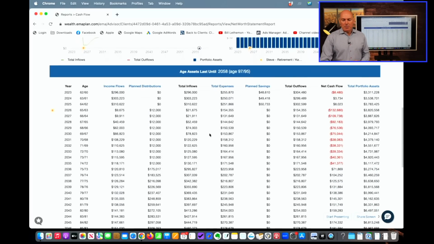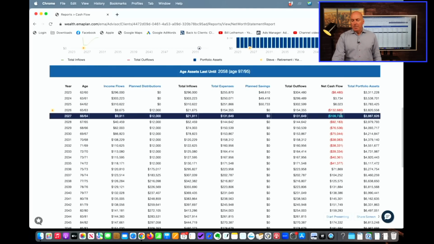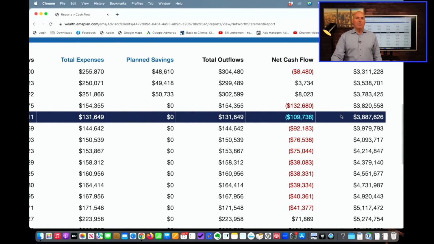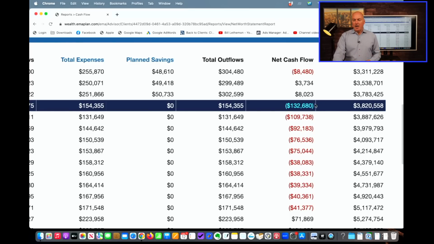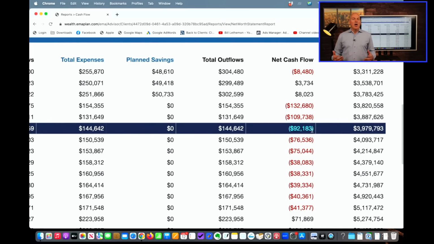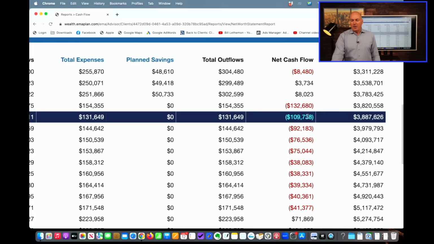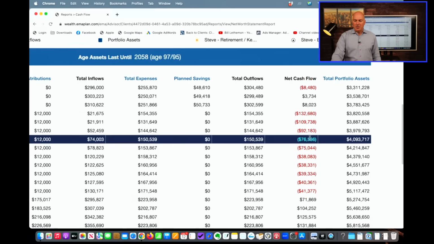So on the cash flow report, this is very important for another topic, retirement withdrawal planning. We can see all of these numbers in red in the second column from the right. That is the anticipated needed money that we need to pull from the portfolio in this hypothetical situation. So we can see Steve and Kelly have some fairly large anticipated withdrawal requirements, especially in the early part of their retirement: 132,000, 109,000, 92,000, and so on.